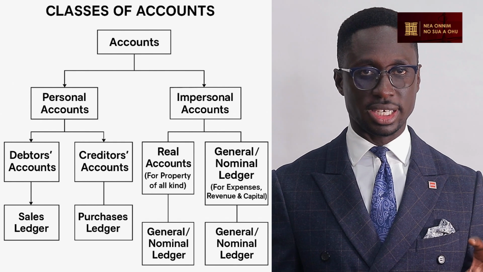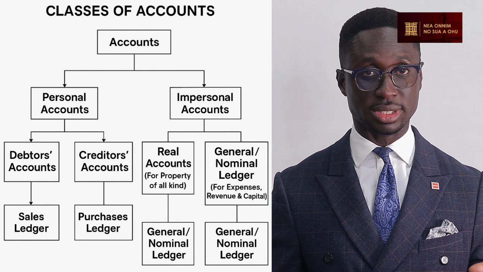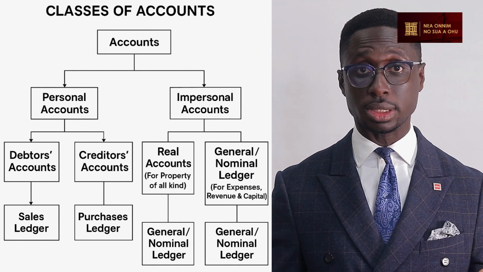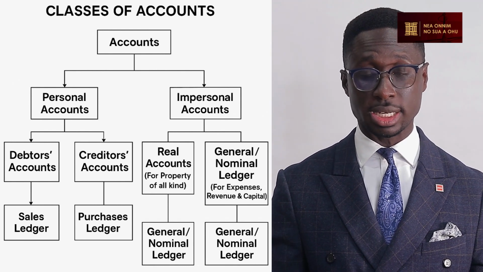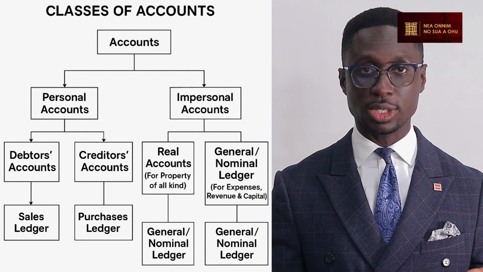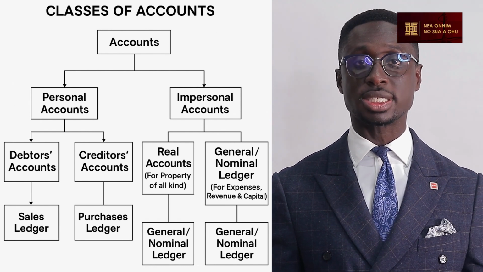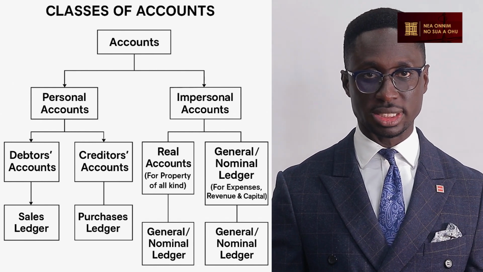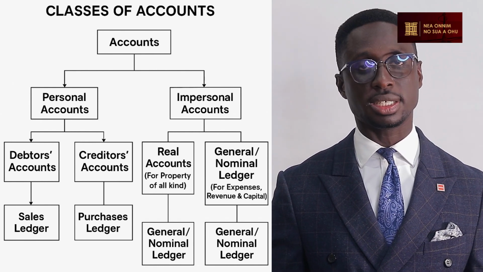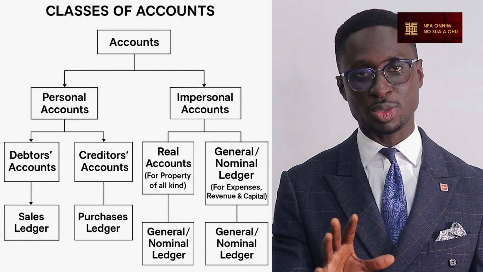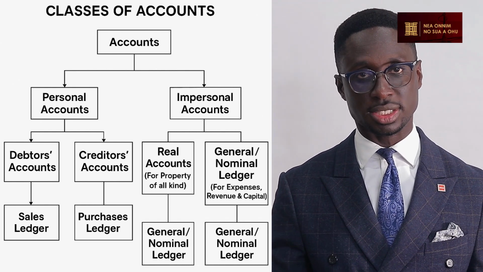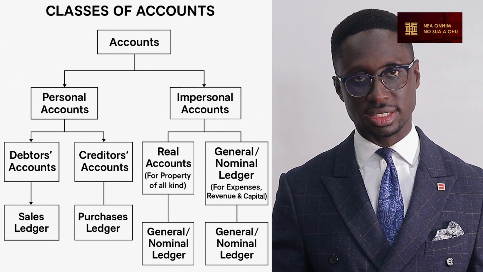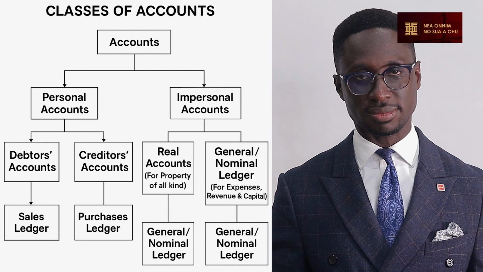And so, of course, if we are talking about debtors accounts, what kind of ledger will that be flowing into? Definitely, it's through sales that we build customers. And so we have debtors. So, of course, the debtors account will be sitting in the sales ledger. And then, of course, the creditors account will be sitting in the purchases ledger. I hope that is clear.